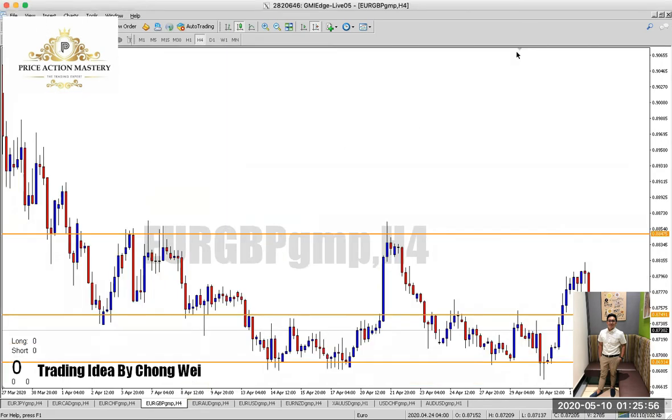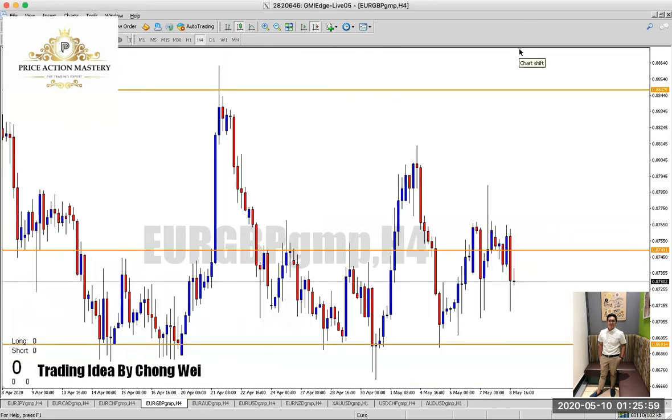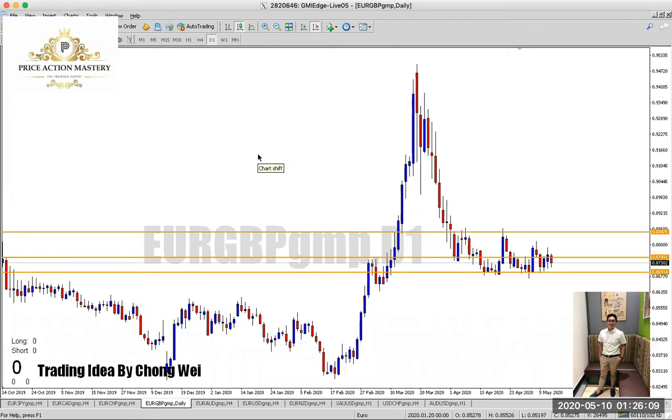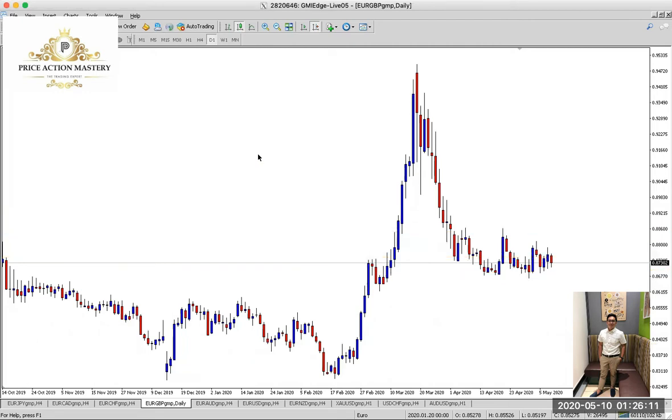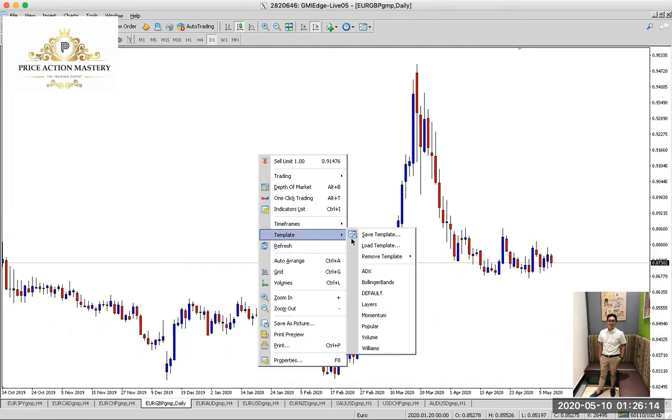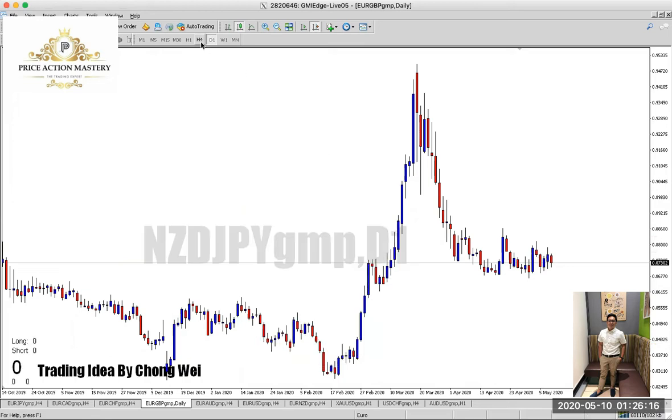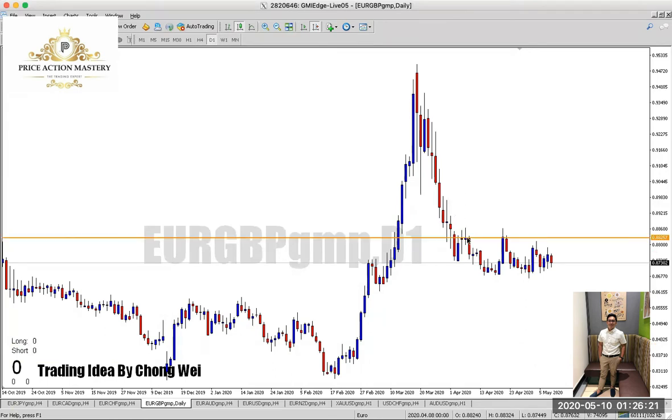Euro GBP, basically the market is just in the range. So let's look into a bigger time frame to see the clearer trend. Basically it's just a range market. You see, a very clear range market. But the bias is sell rather than buy. Sell is better than buy.